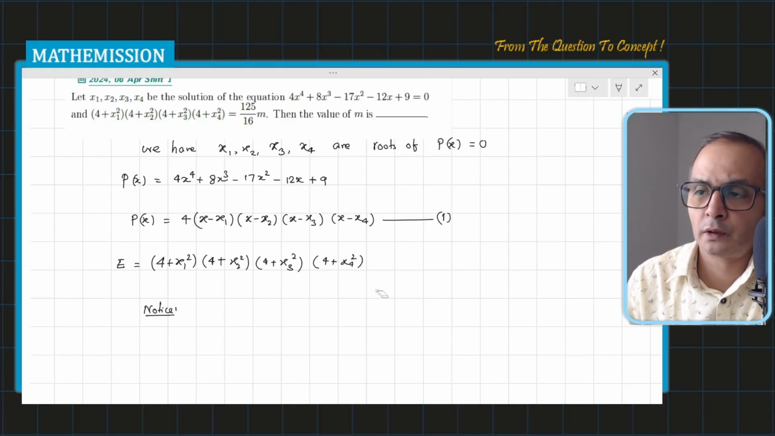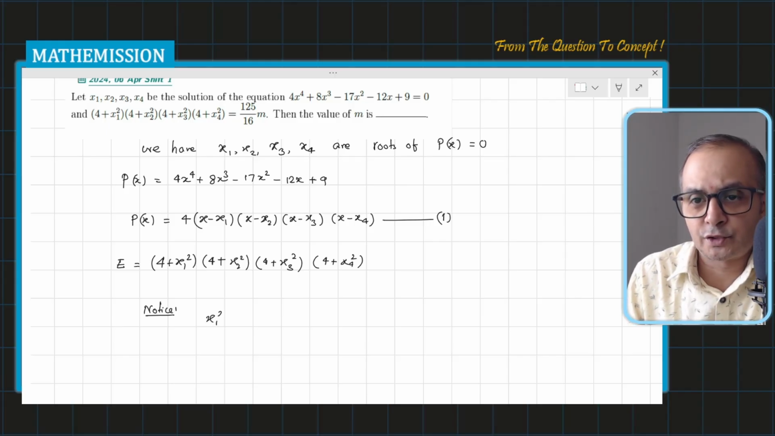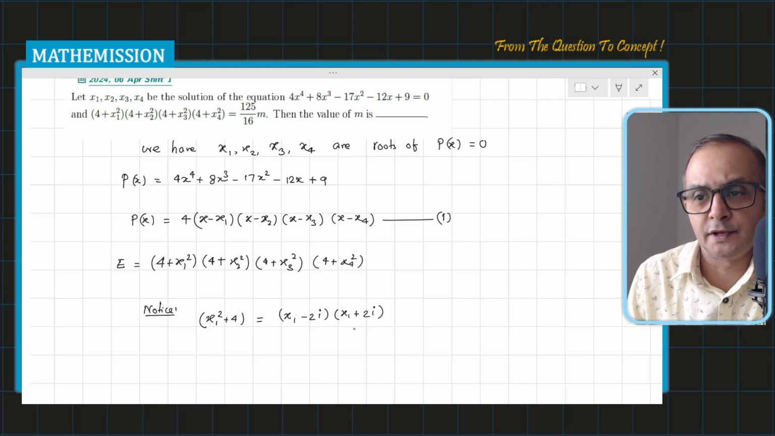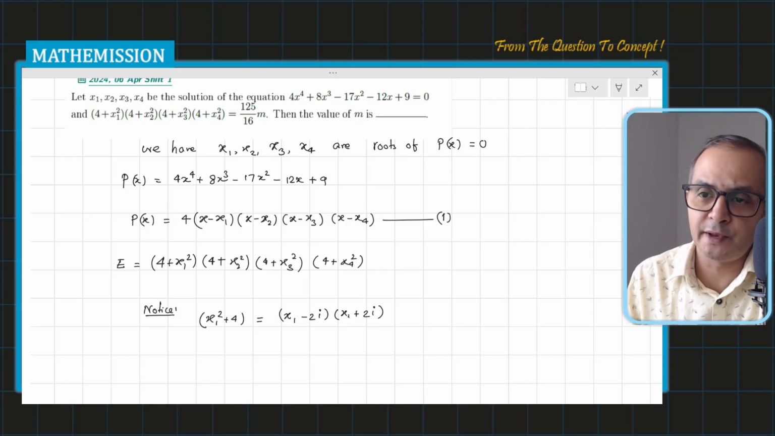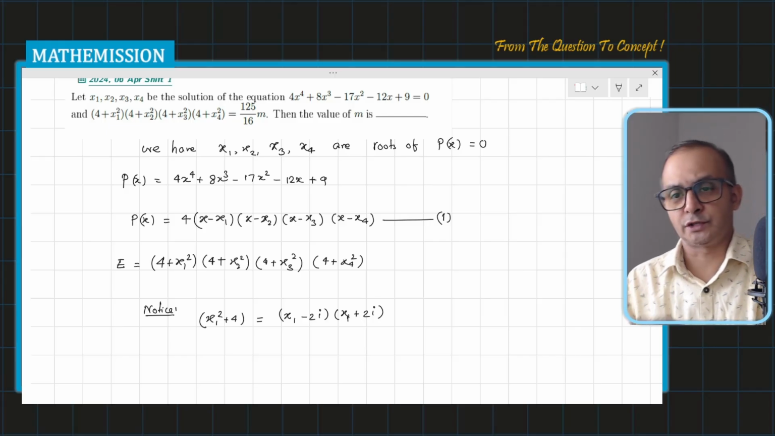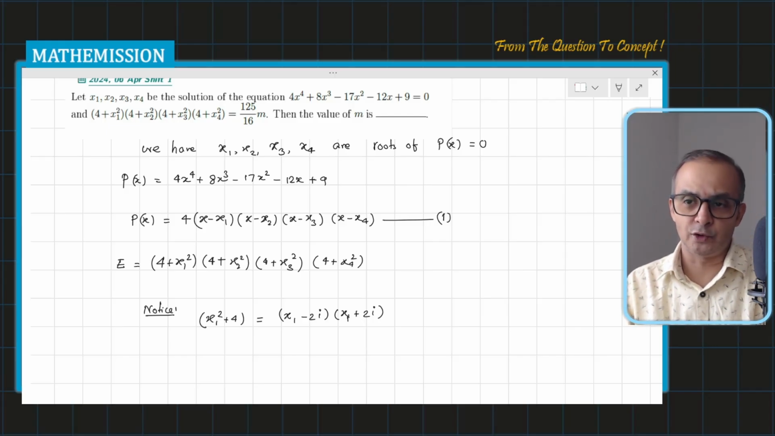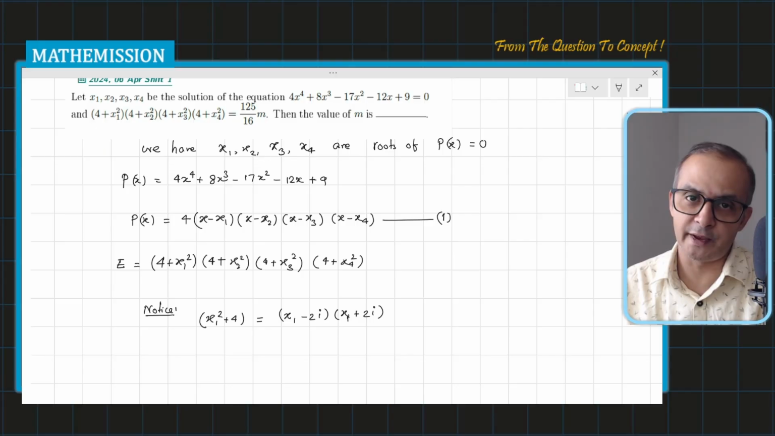Now notice one thing. I can write x1 square plus 4 as (x1 minus 2 iota) times (x1 plus 2 iota), isn't it? Because (a minus b)(a plus b) will give you x1 square, and minus 2 iota square will give you 4 iota square with a minus sign, so we make it positive.